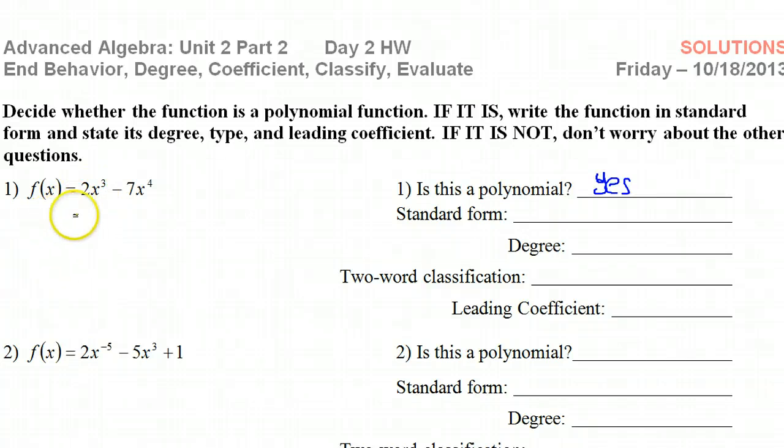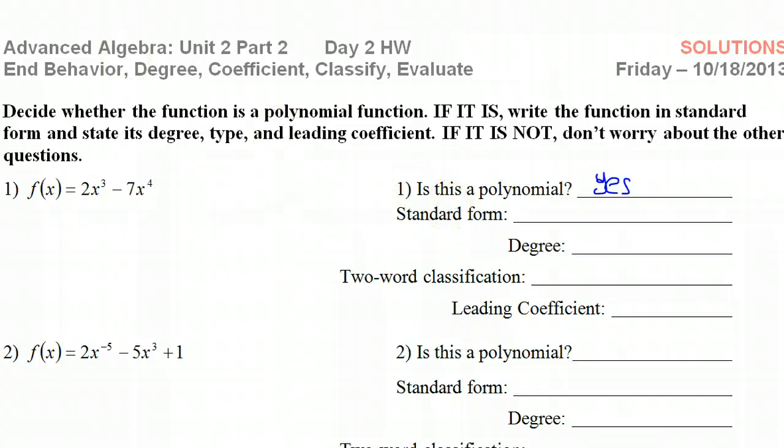You know, in a polynomial, the exponents have to be positive. They have to be whole numbers, like 1, 2, 3, 4, 5, 6, or even 0. But they can't be negative, and they can't be fractions. We can't have any x's in denominators. If I had like 7 over x or something, that would not be a polynomial. But this doesn't break any rules, so that is a polynomial.